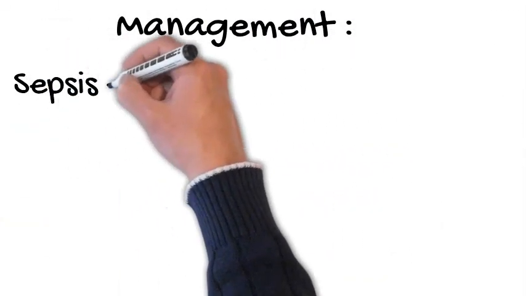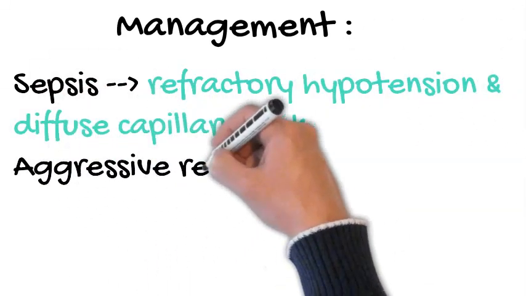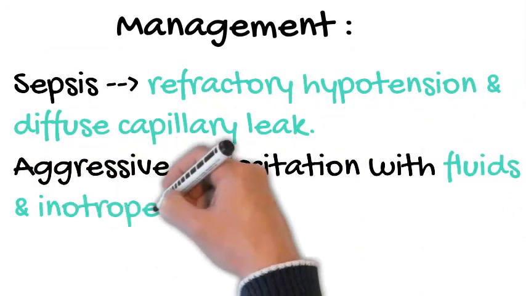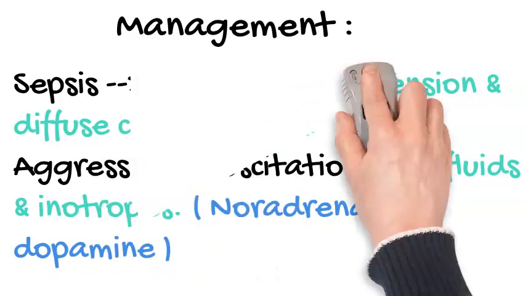So what is the management of necrotizing fasciitis? This patient is usually ill and needs aggressive resuscitation. The sepsis will cause refractory hypotension and diffuse capillary leak. Thus, the patient will need aggressive resuscitation with fluid and inotrope. The inotropes we commonly use are noradrenaline and dopamine.